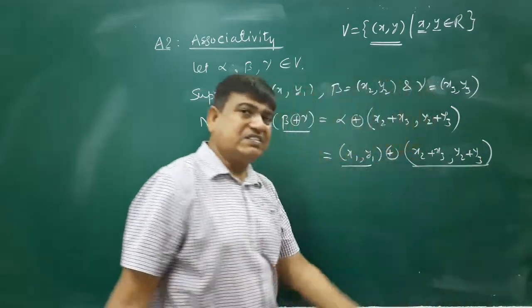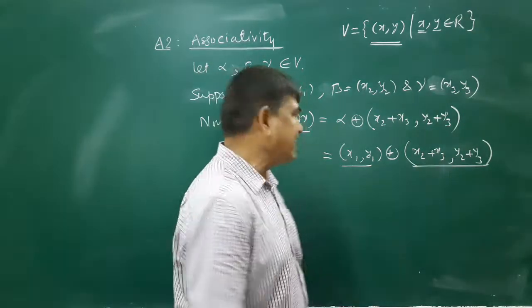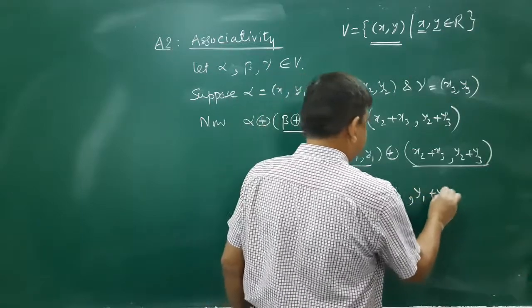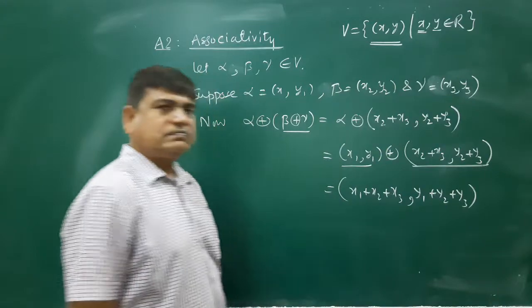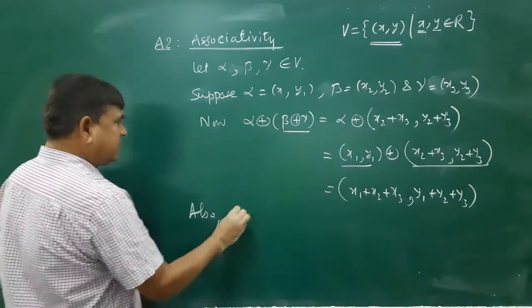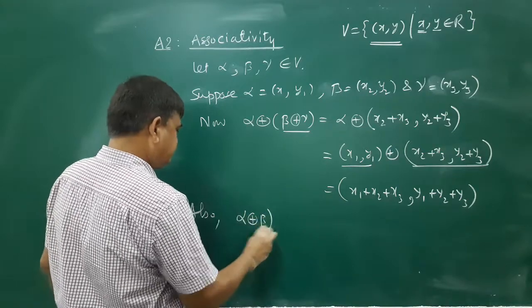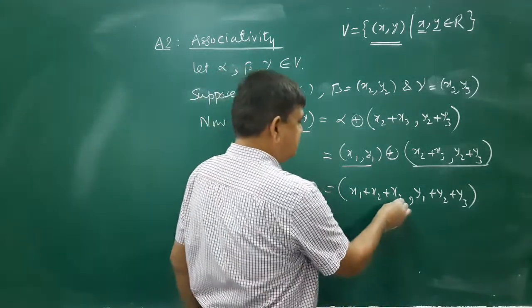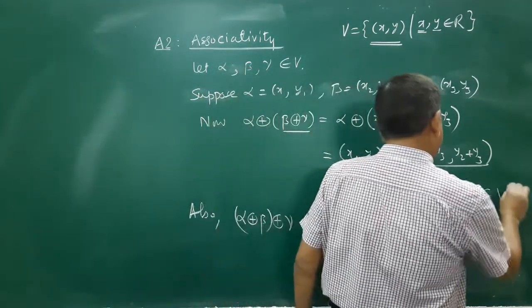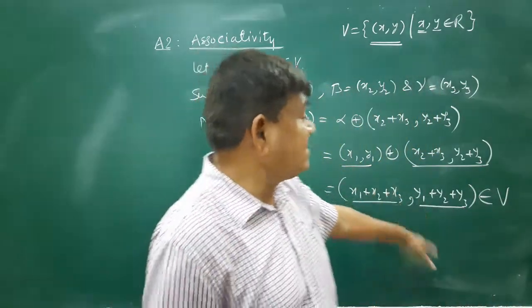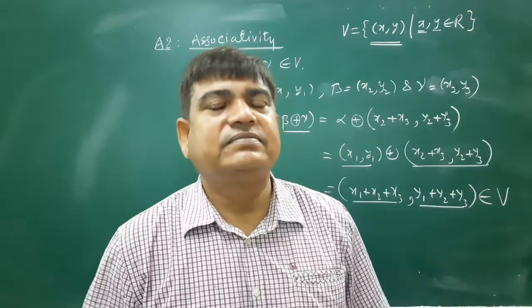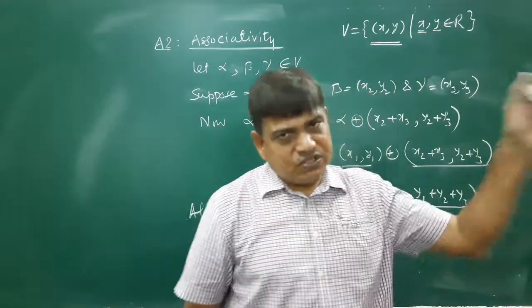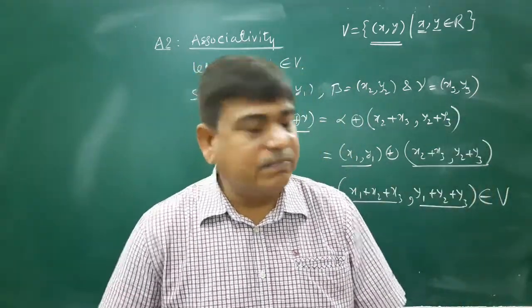Pair. What is the rule? How to add? First to first, second to second. So this is x1 plus x2 plus x3, y1 plus y2 plus y3. Also, if I do like this, then you remember this is a real number, this is also a real number, so this must be in V. Keep checking along the way whether the answer that comes is back in V or not. It should satisfy that: you applied it to this element, the result came, and it must go back into V. Internal composition, yes it is this.